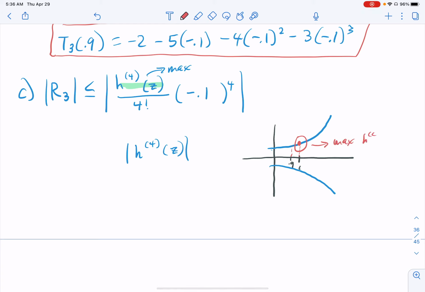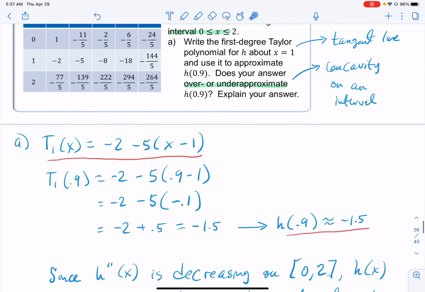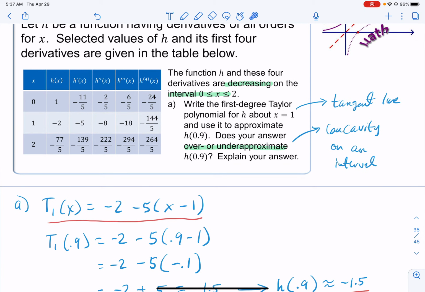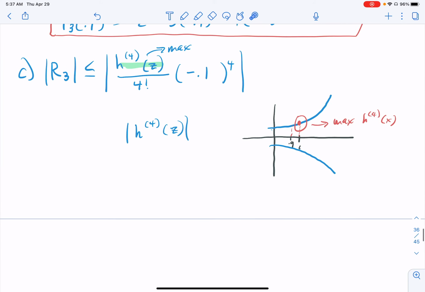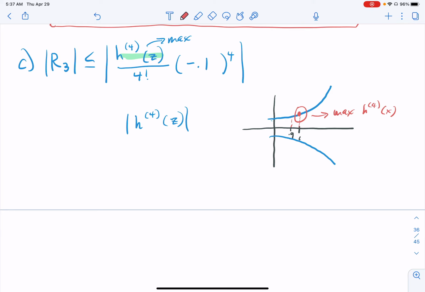Max h4 of x. And remember, on these kinds of things, technically this is like an optimization problem where you're trying to optimize that derivative, and sometimes that's just way too hard, so we just find a very convenient value here, and that convenient value is going to be at 1, and we get that value from the table. At 1, it says negative 144 over 5. So that's the number that we're going to plug in here.